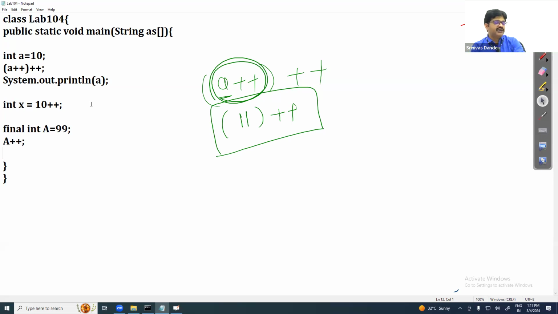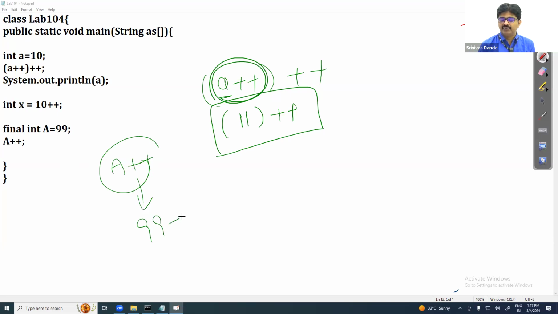Abhishek responded quickly: it's an error. What about the others? All are errors. Why? It is a final variable, right? Final variable occurrences will be replaced with the value. So what does it become? A plus plus will be converted to 99 plus plus.